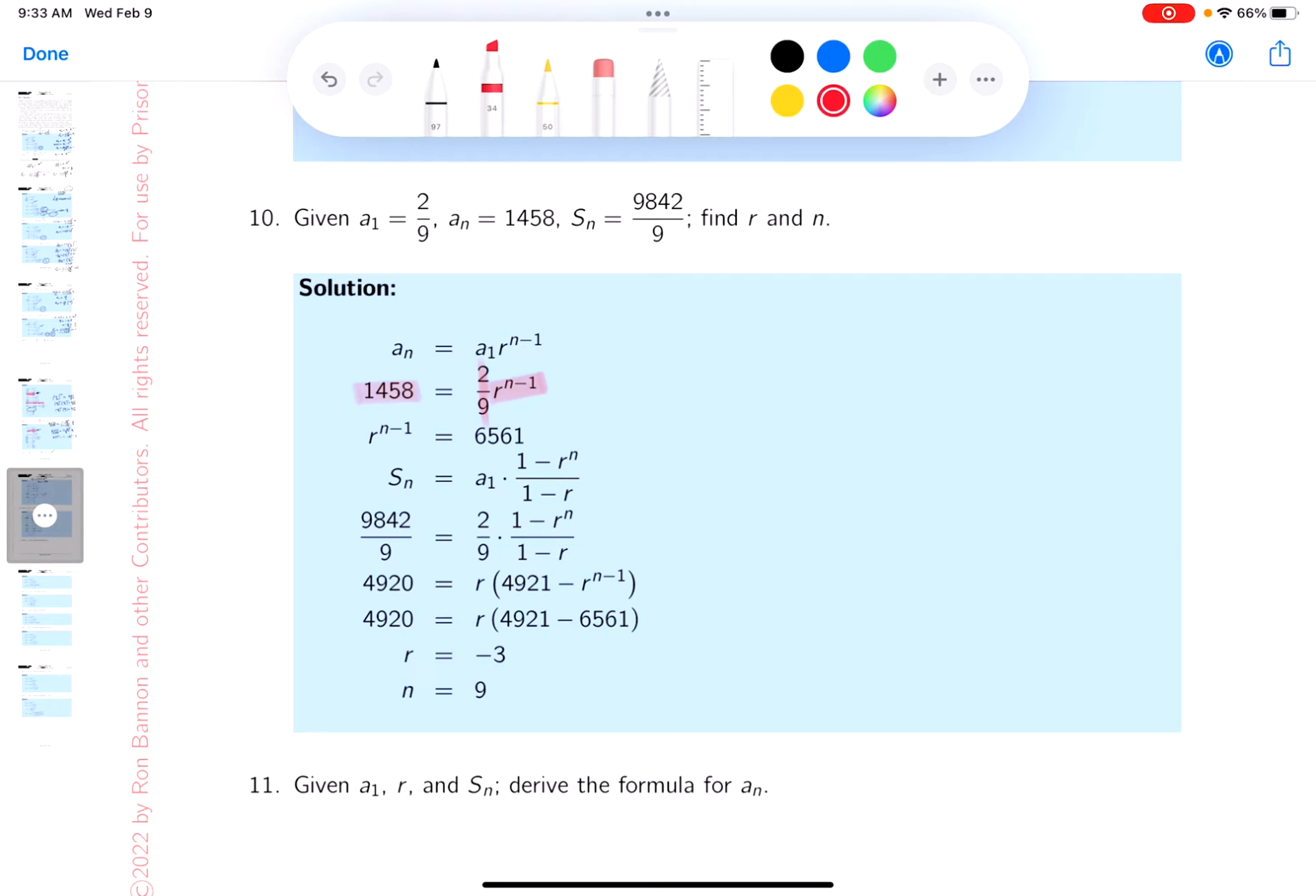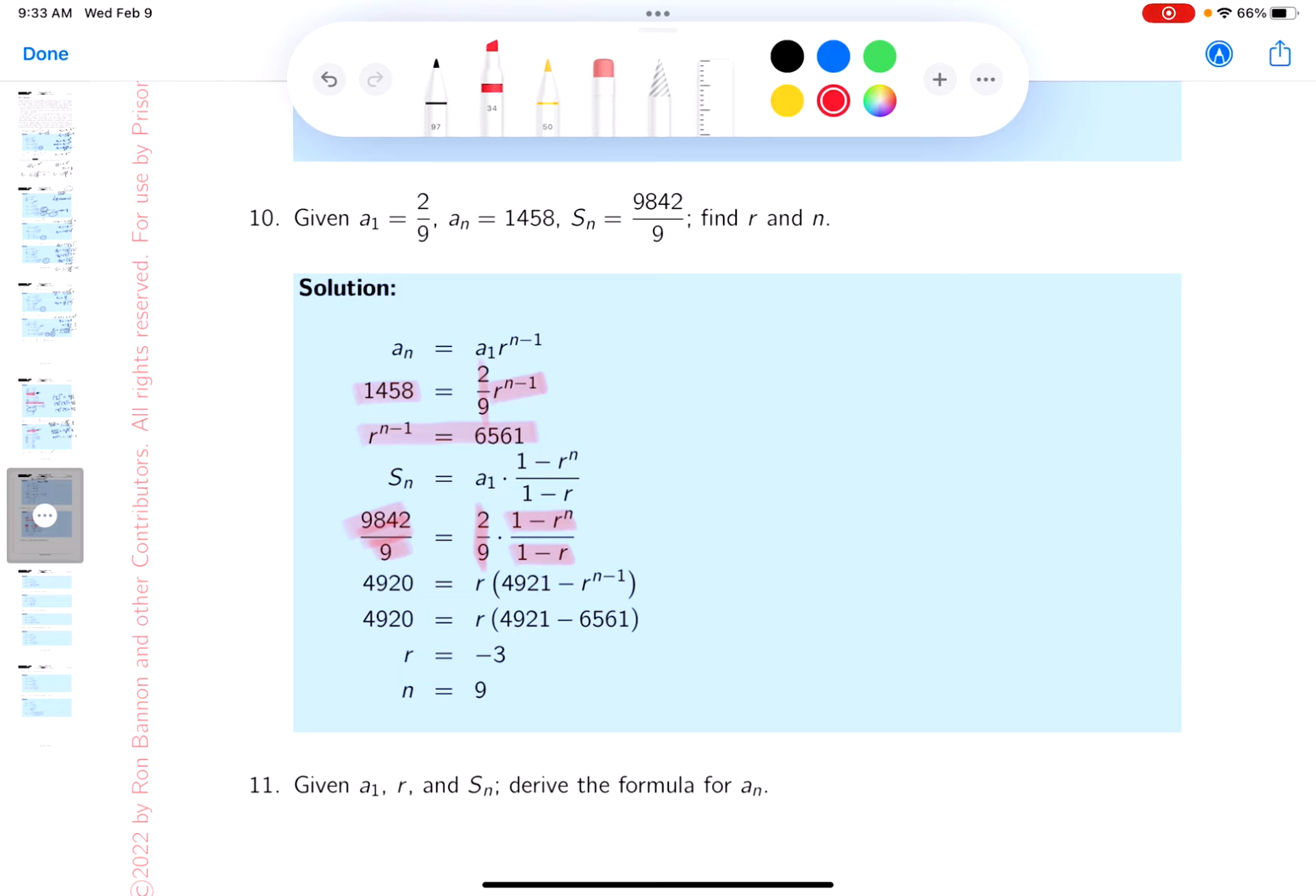Then what did I do? I multiplied both sides by 9 and divided both sides by 2, and you should get r to the n minus 1 equals 6,561, all right? Again, multiply both sides by 9 and divide both sides by 2. The next thing I would write down is the Sn part. And what's Sn going to be? Well, it's going to equal 1 minus r to the n over 1 minus r, times 2/9.